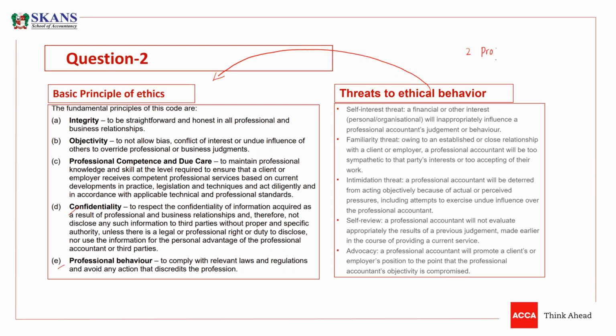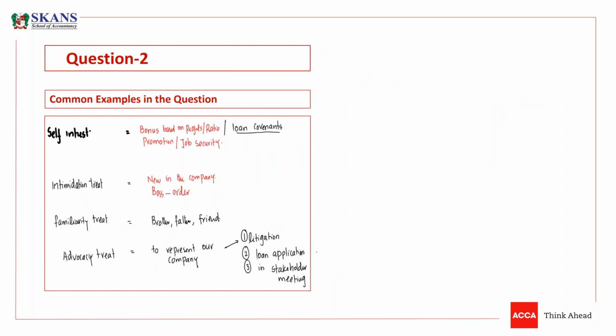One professional mark will be available if you link these threats from the question. You will pick the threats from the question and link them within your answer with these basic principles, then you'll get one mark. And for the extra mark, I will talk about that. Common examples in the questions are self-interest, intimidation threat, familiarity threat, and advocacy threats. These are given as: bonus related, bonus based on profits or ratios, promotion, job security, loan covenants.